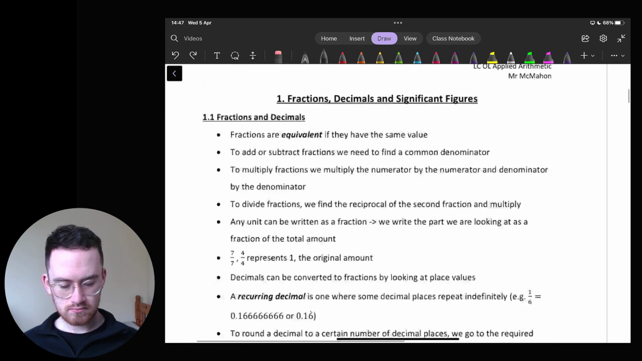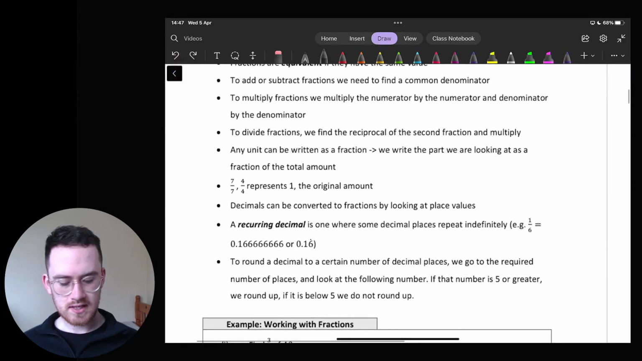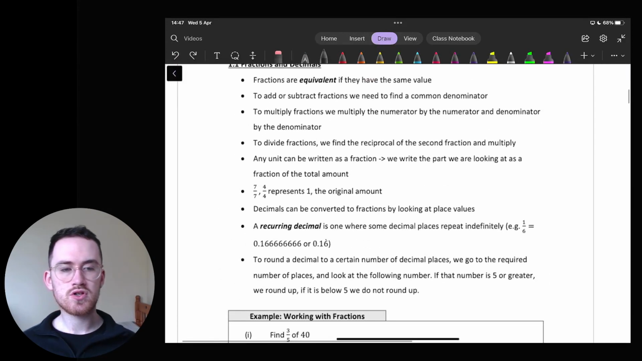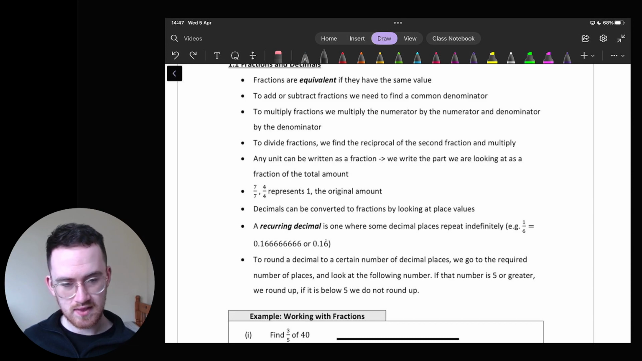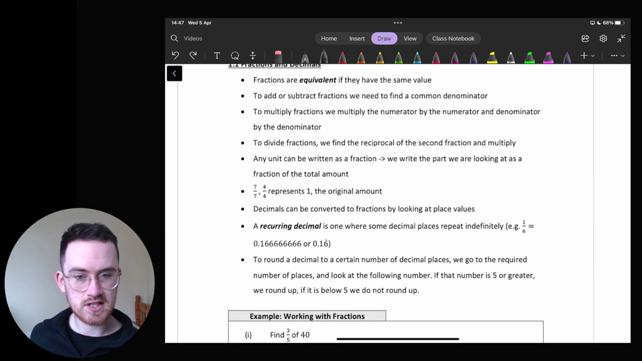Then, looking at the next bit, to round a decimal to a certain number, we go to the required number of places, and then we look at the next number. If that number is 5 or bigger, then we round up. If it's below 5, then we do not round up. Then we stick where we are.